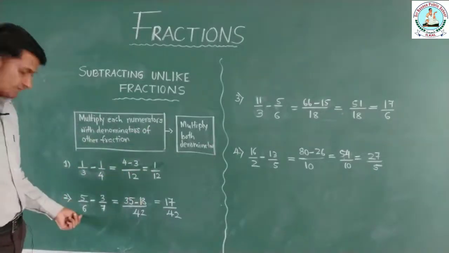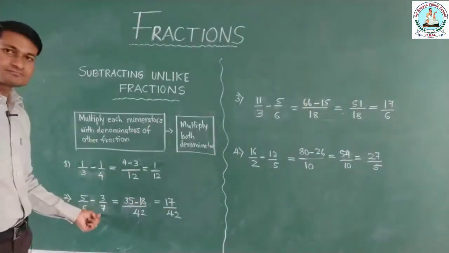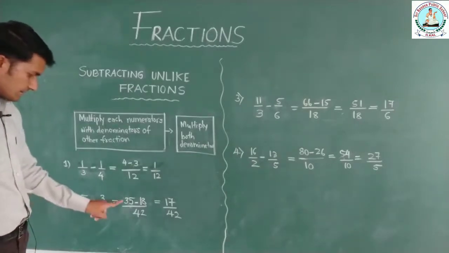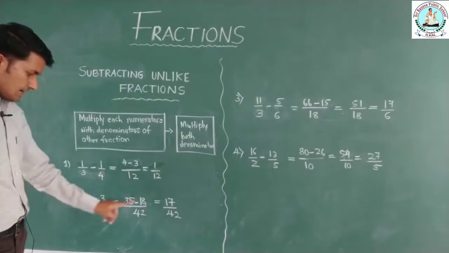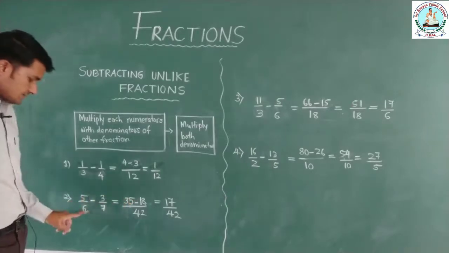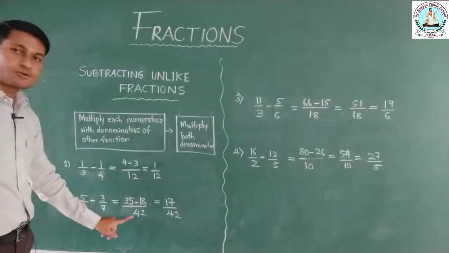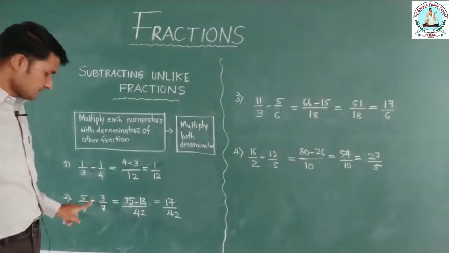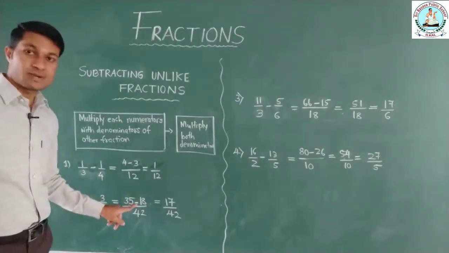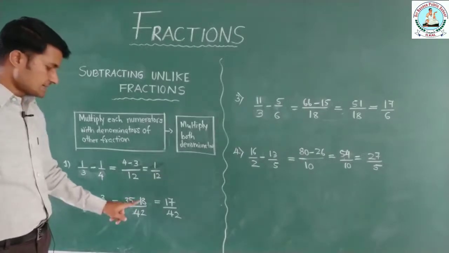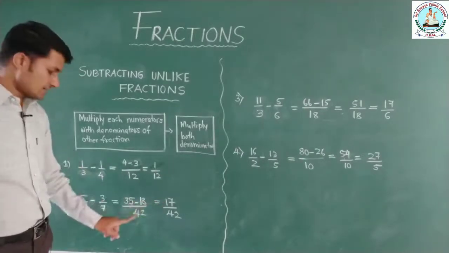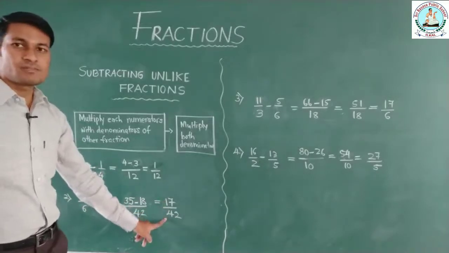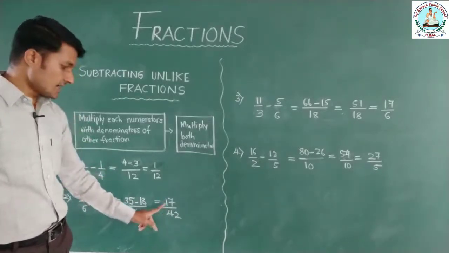Let's go for this: 5 by 6 minus 3 by 7. Cross multiply first. 5 sevens are 35 and 3 sixes are 18, right? And 6 sevens are 42. Then 35 minus 18, because there is a negative sign, that's why you have to use the subtraction sign here. So 35 minus 18 will be 17 and 42 as it is, and 17 divided by 42 cannot be simplified, so that is why you write it as it is.